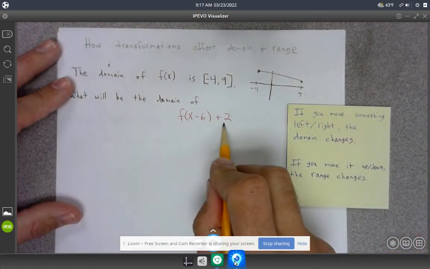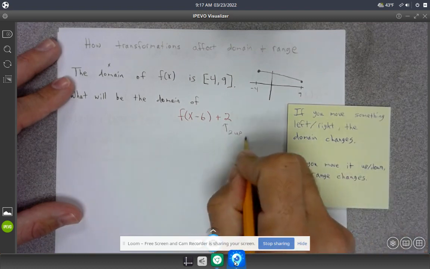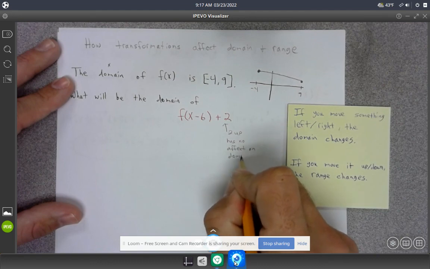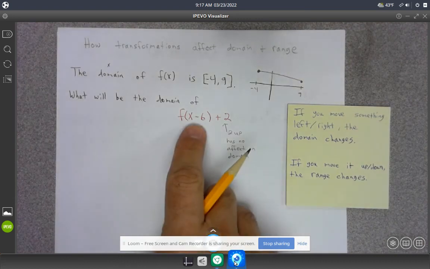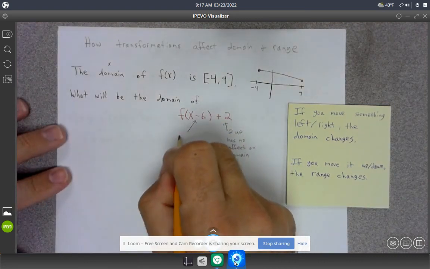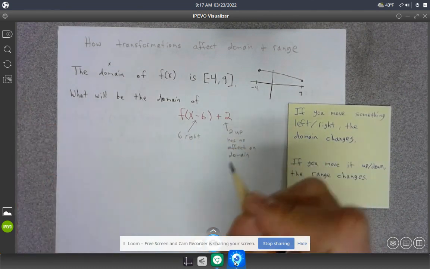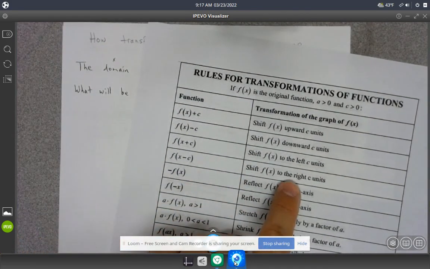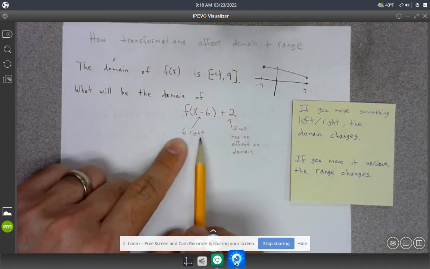Okay, so this plus 2, the fact that it's moving it 2 units up, has no effect on the domain. We can kind of ignore that part. It's not going to play a role in answering this question. But the fact that we are moving this 6 units to the right, that's what subtracting on the inside does. That's the little rule for that. Subtracting on the inside moves it to the right. What this is going to do is it's going to increase our domain.